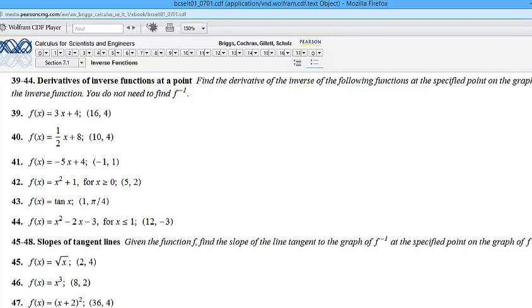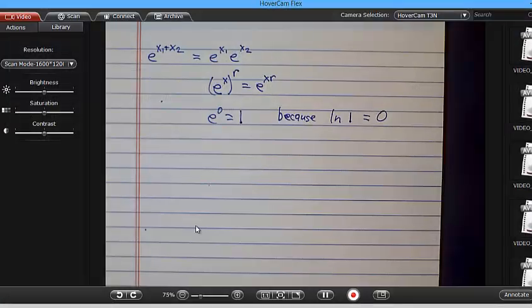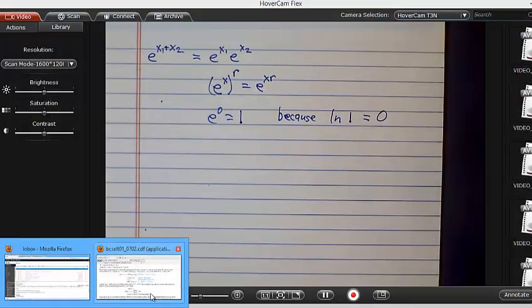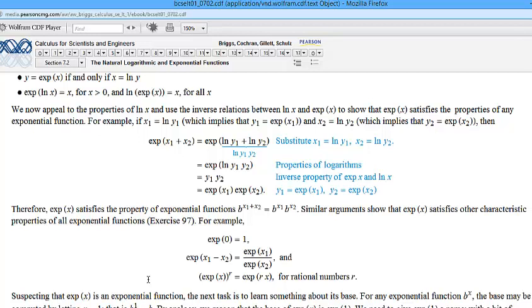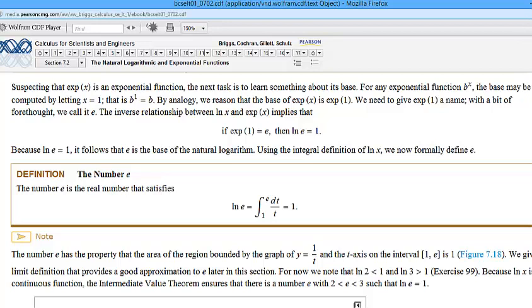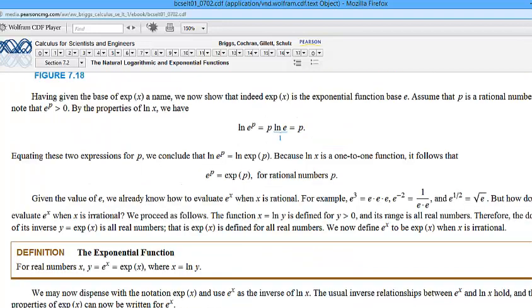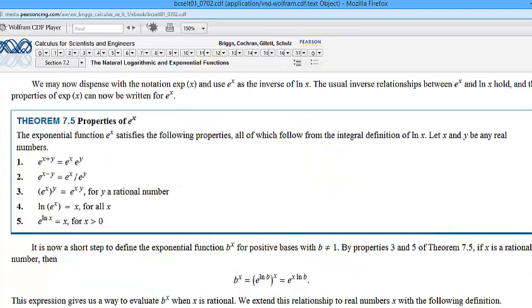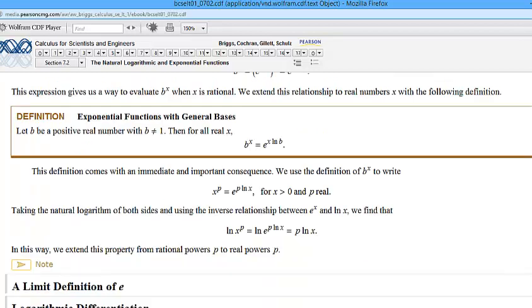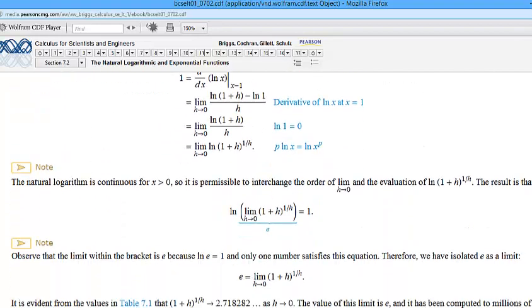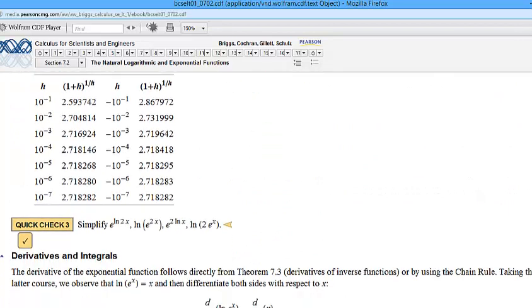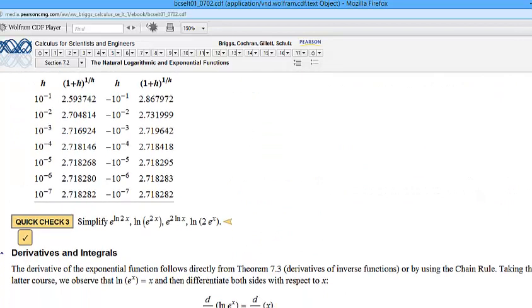Not this one. Quick Check 3 says, where is it? Nope. Where is it? Here's all the properties I was just doing. Is it down here? Past the limit definition? I did this last time with you guys. Okay. Simplify these guys. Okay, that's it.